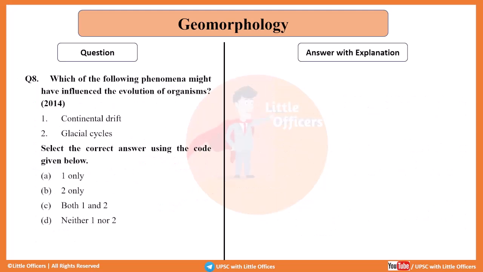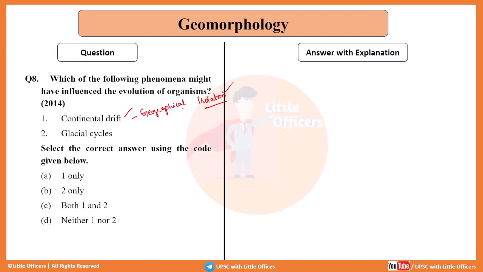Next, which of the following phenomena might have influenced the evolution of organisms? So it was asked in 2014. Continental drift, it is true, because the drifting of the continents could have led to geographical isolation. Geographical isolation is also one of the reasons behind evolution, because if you look at the theories of Darwin, who himself did expeditions to the Galapagos, such remote islands. There he saw the diversity and the special adaptations taken by them and the speciation that has happened. On the basis of it, he gave the origin of species theory as well.